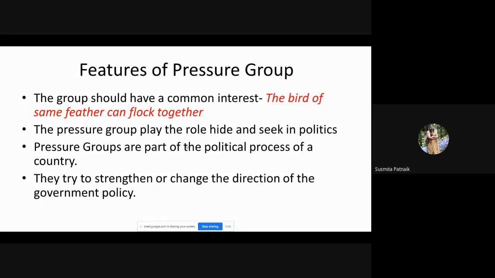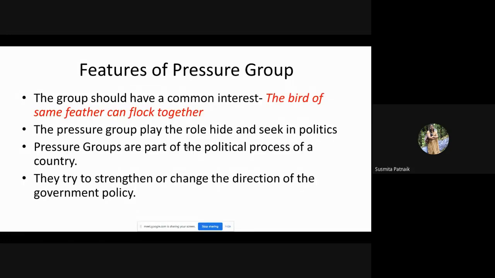If we look at the picture of the pressure group, inside a political party the members do not have one common interest. But the members of pressure groups have a common interest, and they want to satisfy their interest and their motto. They will not come in front of the parliament, but they do their role in a hide and seek manner in politics.